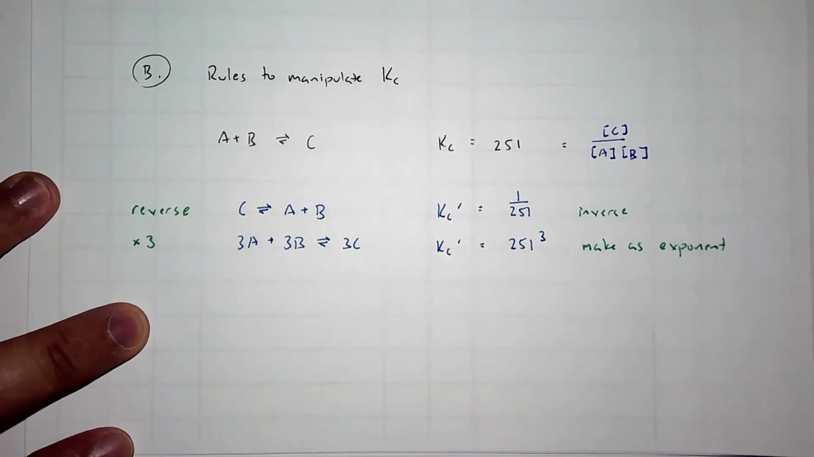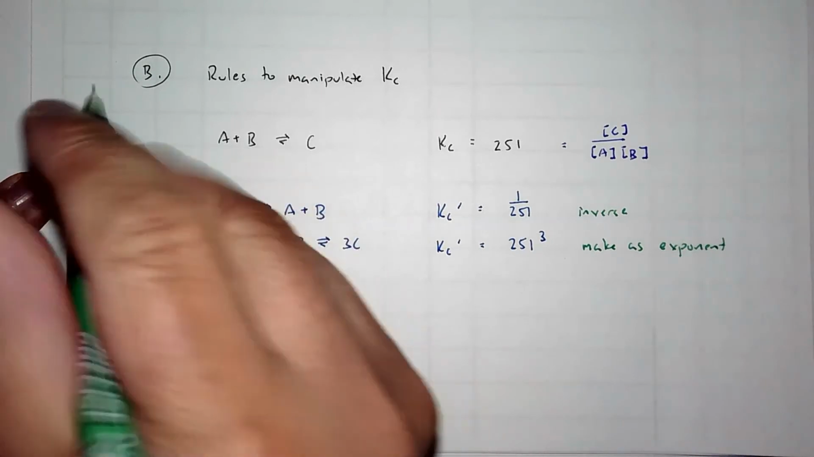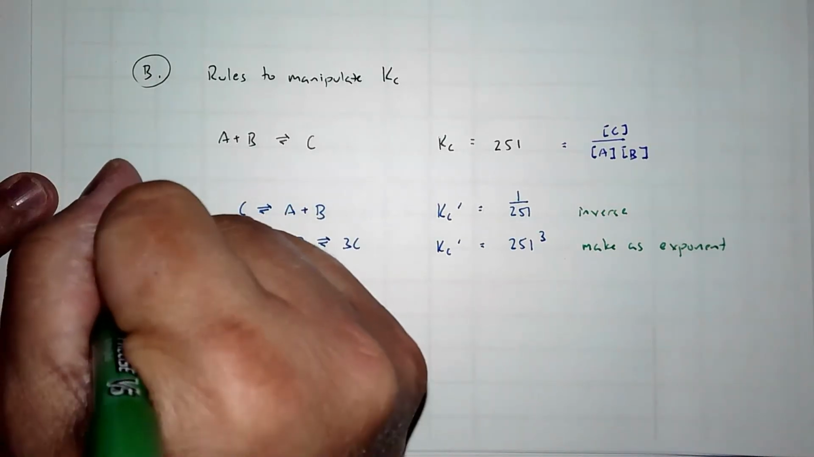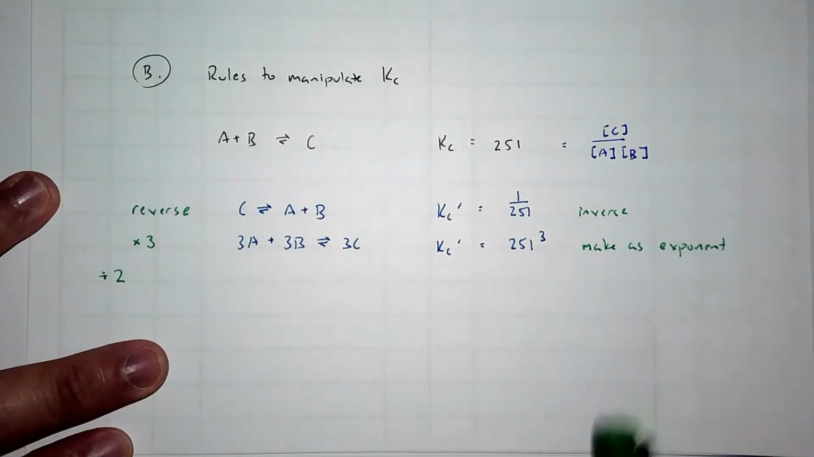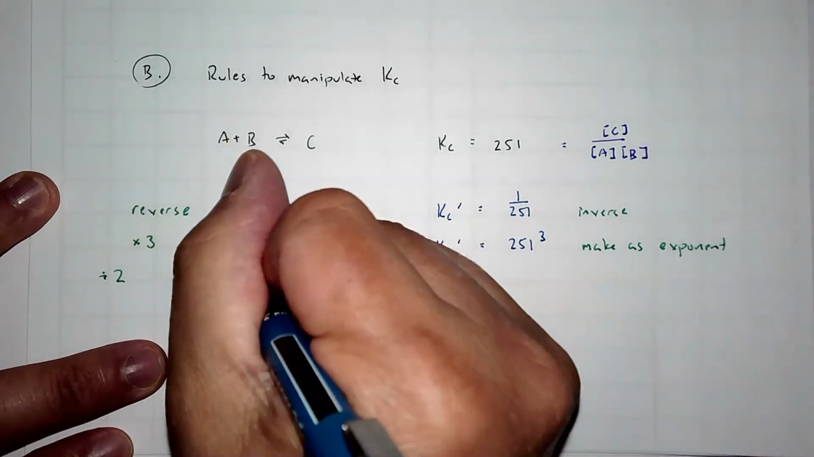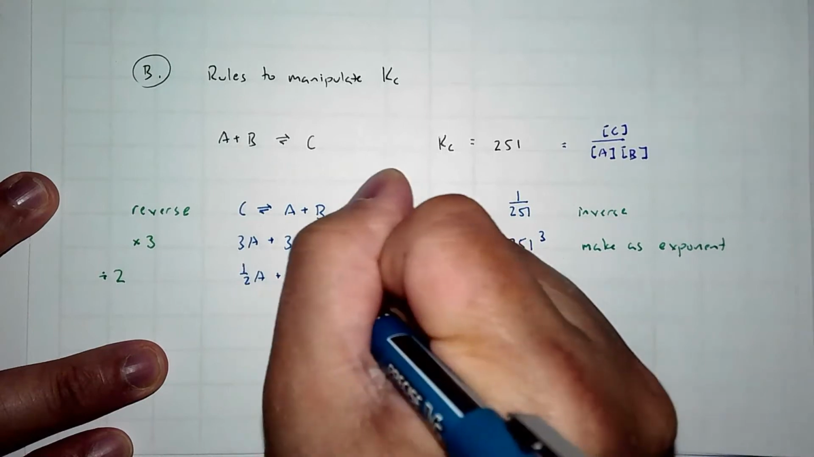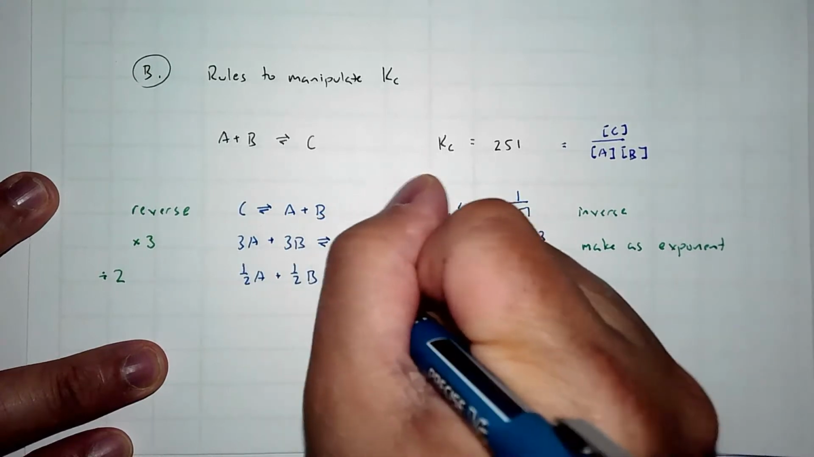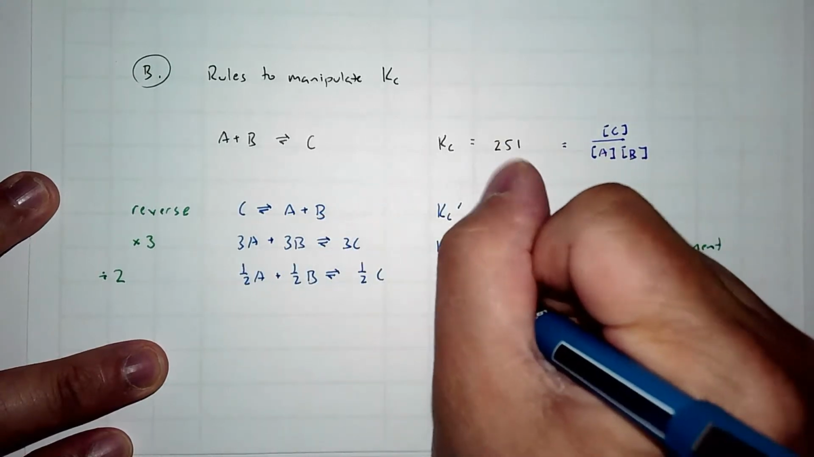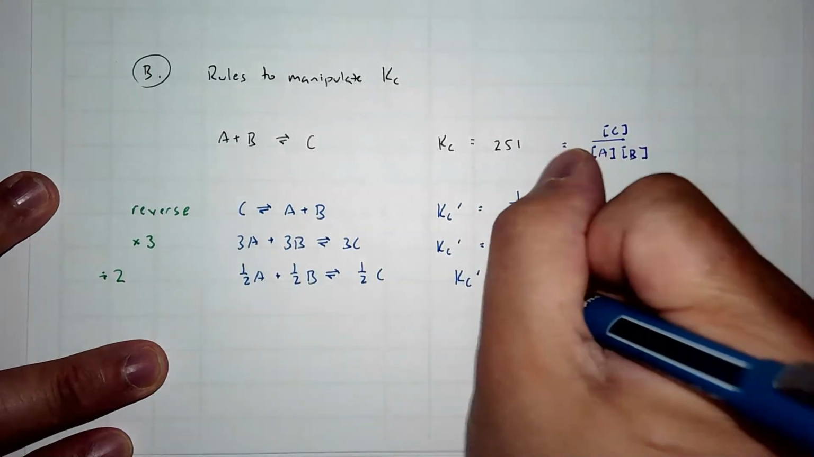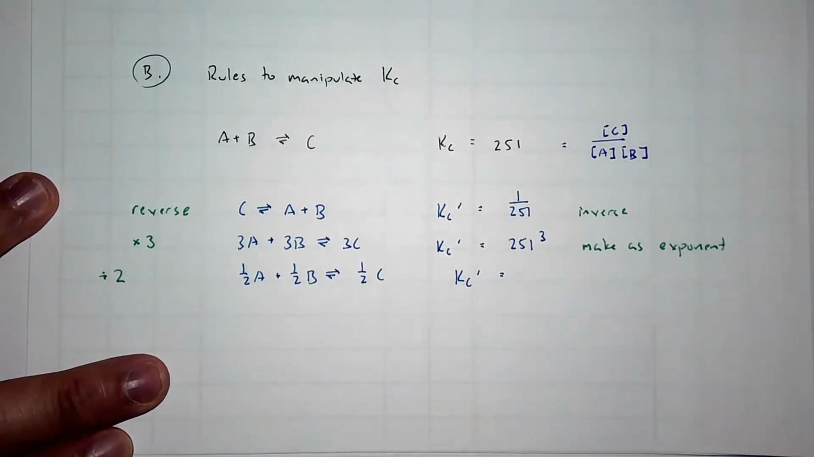Now, what if you have to divide? If you have to divide by 2 to get 1/2 A plus 1/2 B goes to 1/2 C, we're going to have a new Kc prime. Well, that is the same.